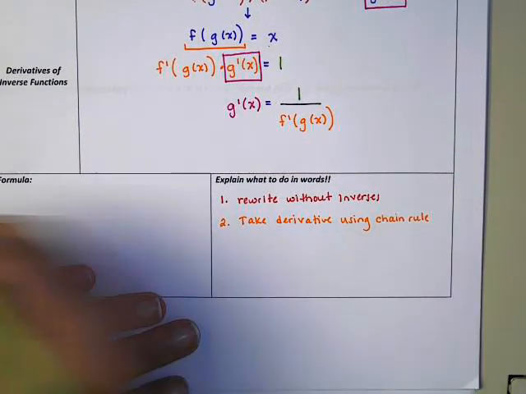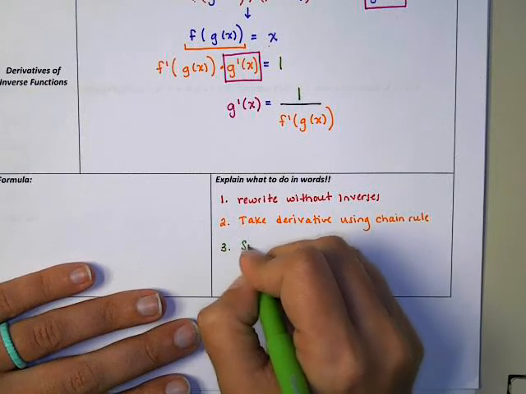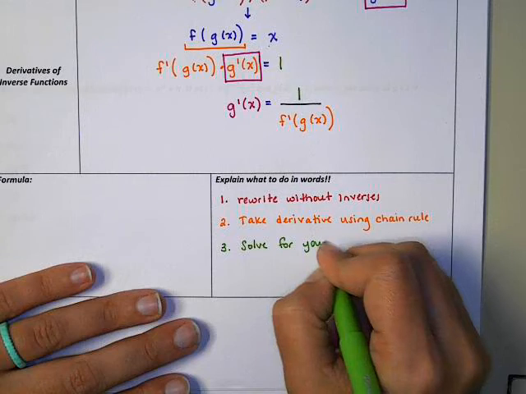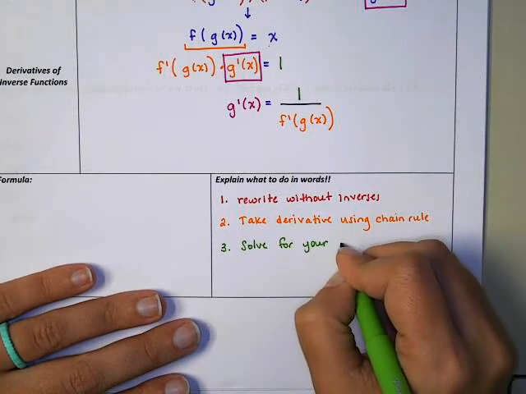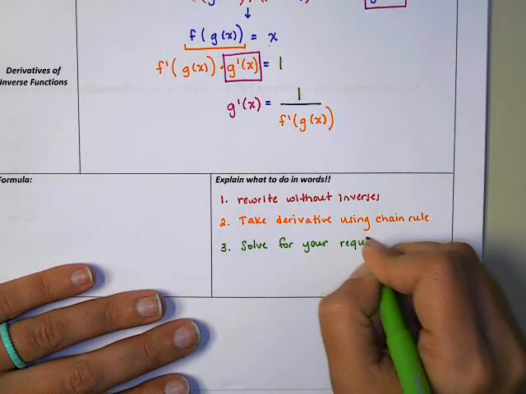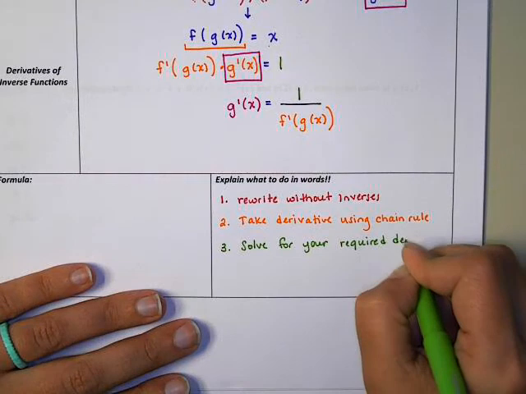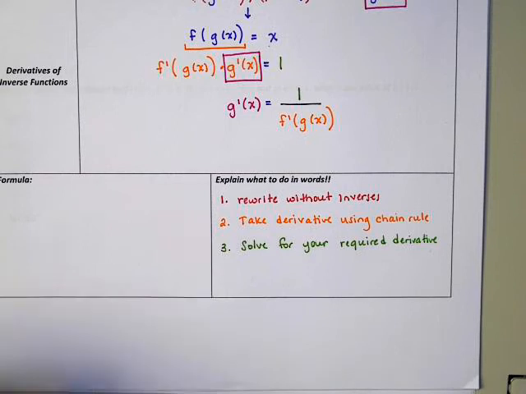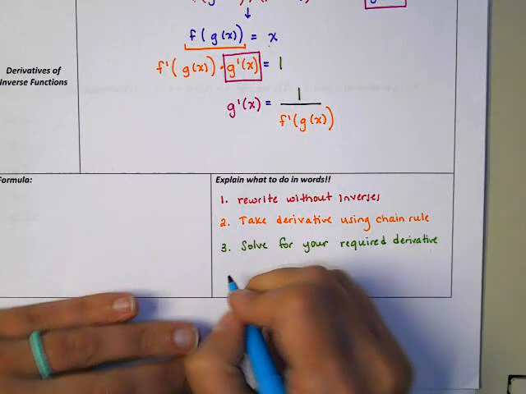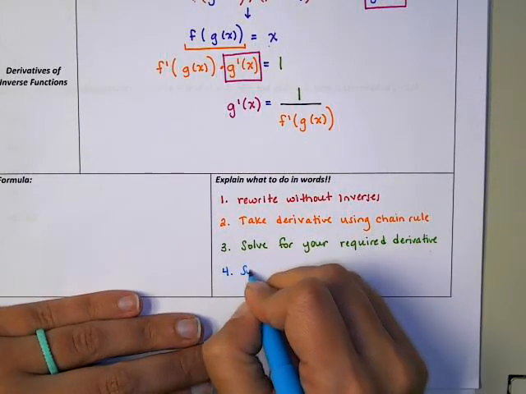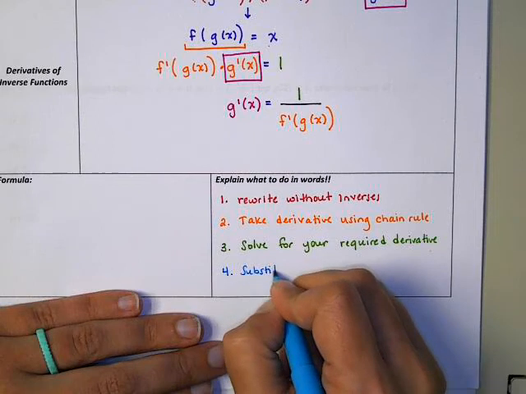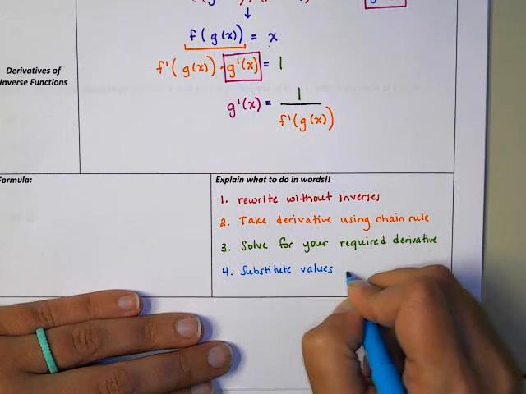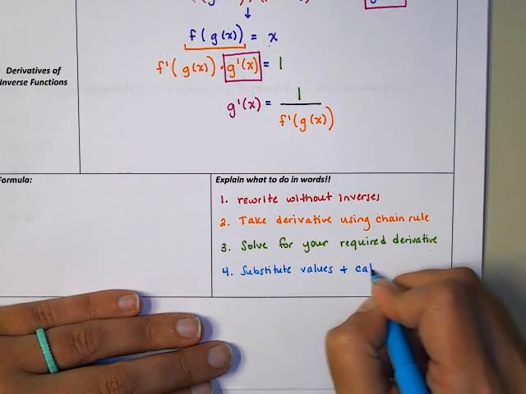Next, solve for your required derivative. Now, in a real problem that we're going to do, the last step would be to substitute your values and calculate the derivative from there.